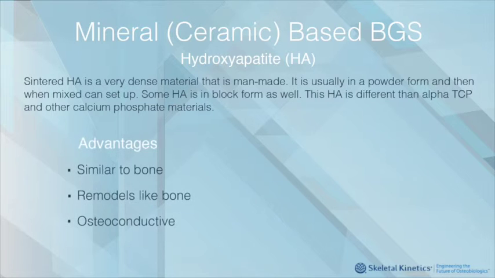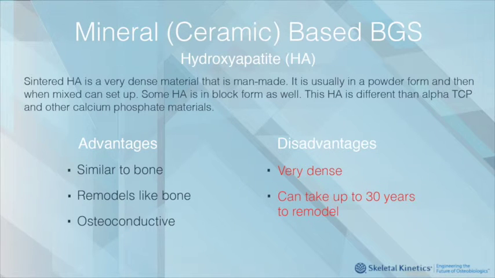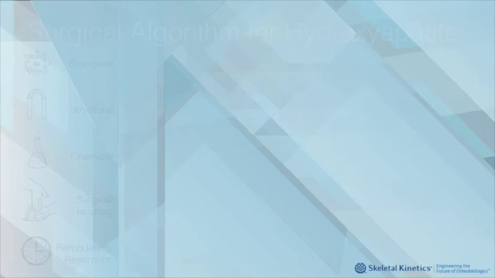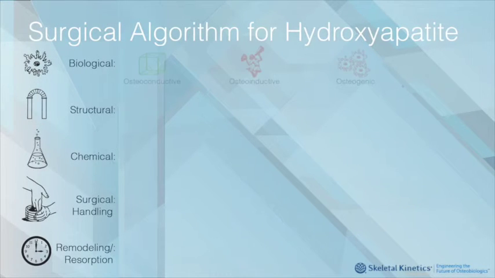The advantages of HA are its crystalline structure is similar to bone. It remodels like bone and is osteoconductive. The disadvantages, though, are it's very dense, and because of that, it takes 30 plus years to remodel in many cases. Looking at the algorithm for HA, we see biologically that it's osteoconductive.